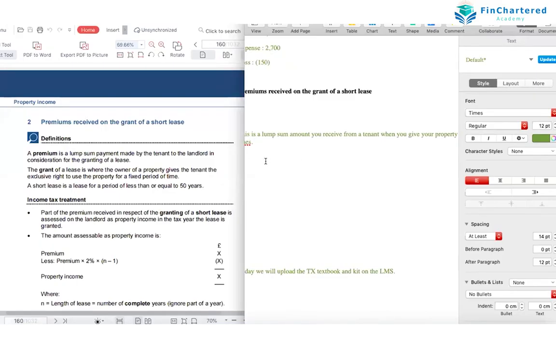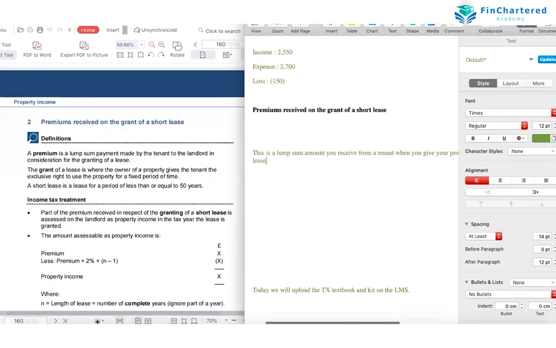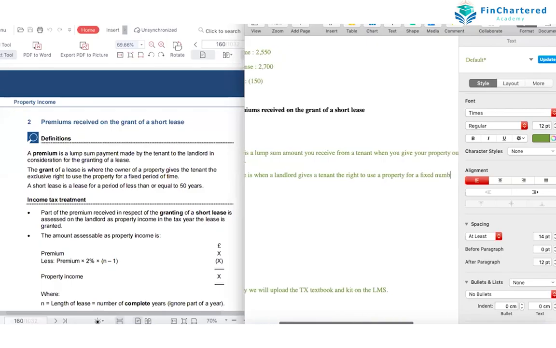Right? So now that raises another question. What is a lease? A lease is when a landlord gives a tenant the right to use a property for a fixed number of years.